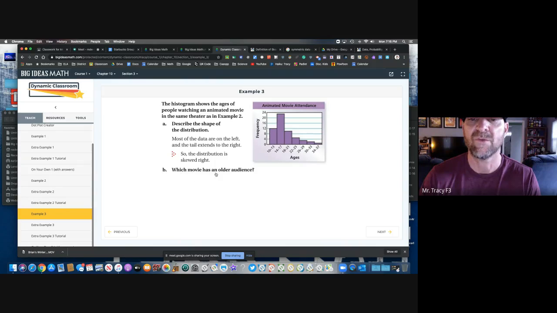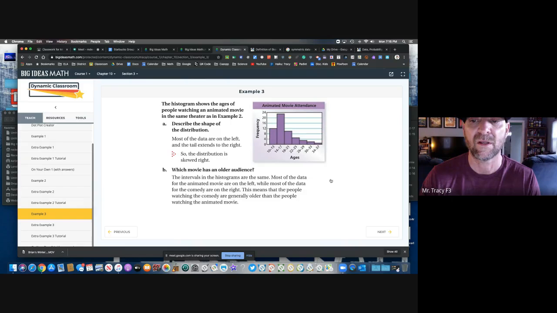And then, which movie has the older audience? It says the intervals, those are the different stages. This is an interval right here. The intervals on the histogram, remember that's a histogram, are the same. Most of the data for the animated movies are on the left, while most of the data for the comedy are on the right. So comedy has the older audience.